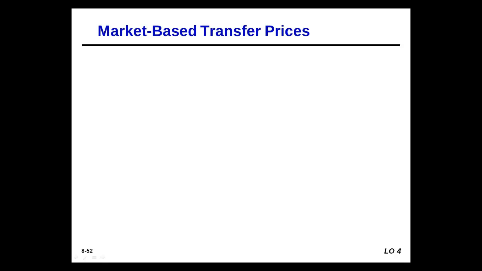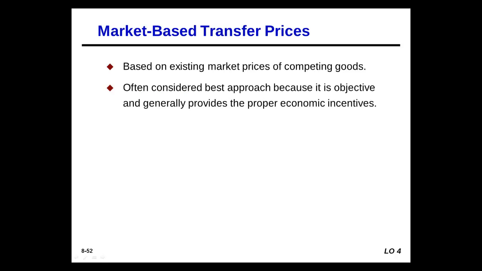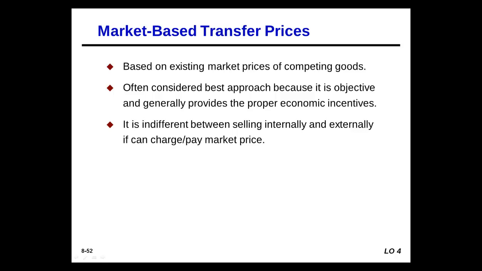The market-based transfer price is based on existing market prices of competing goods and services. A market-based system is often considered the best approach because it is objective and generally provides the proper economic incentives. For example, if the sole division can charge the market price, it is indifferent as to whether soles are sold to outside customers or internally to the boot division. It does not lose any contribution margin. Similarly, the boot division pays a price for the soles that is at or reasonably close to market.